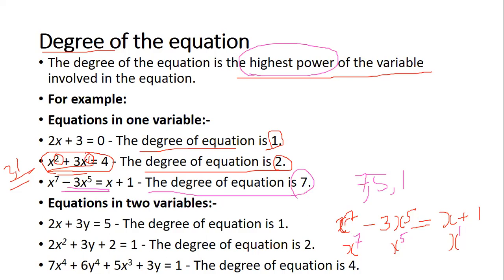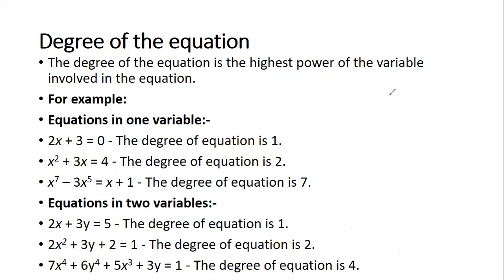Okay, so this was degree of equation for one variable. One variable means we had only x. We were not thinking about any other variable. Now let us see a few examples in two variables. What are the two variables? We have x as well as y. Now in the first equation, 2x plus 3y is equal to 5. x and y are the two variables.